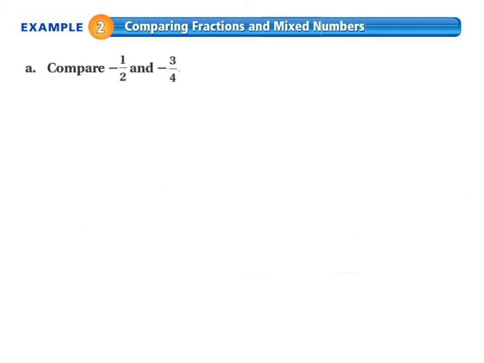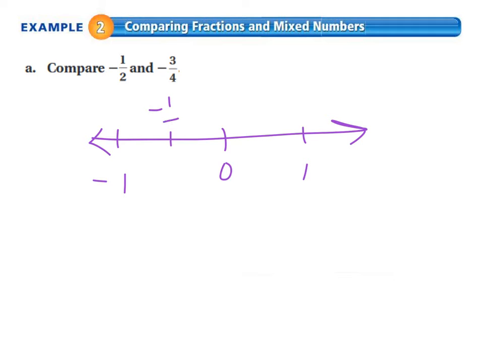Example 2, compare -1/2 and -3/4. So we're going to do this on a number line. Here's 0. These are all between 0 and 1, or 0 and -1. -1/2 is exactly between 0 and -1. So I'm going to put that right there. -3/4, that's going to be between -1/2 and -1. So I'm going to put that right here.